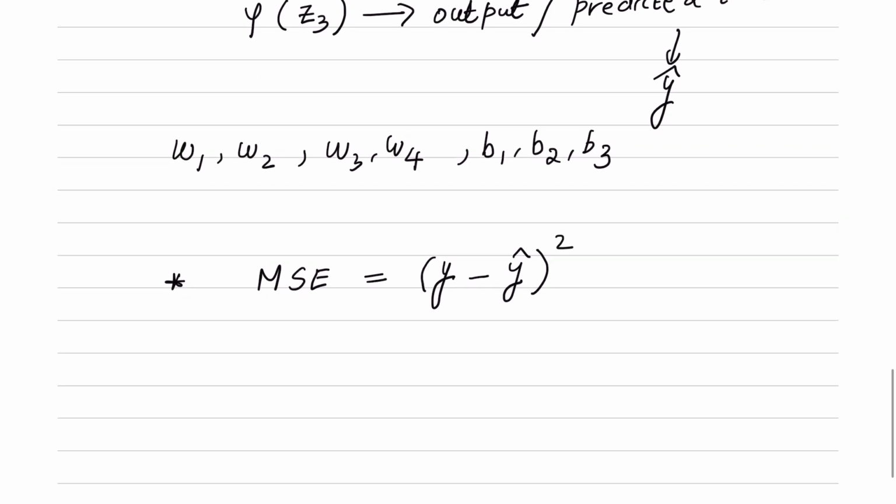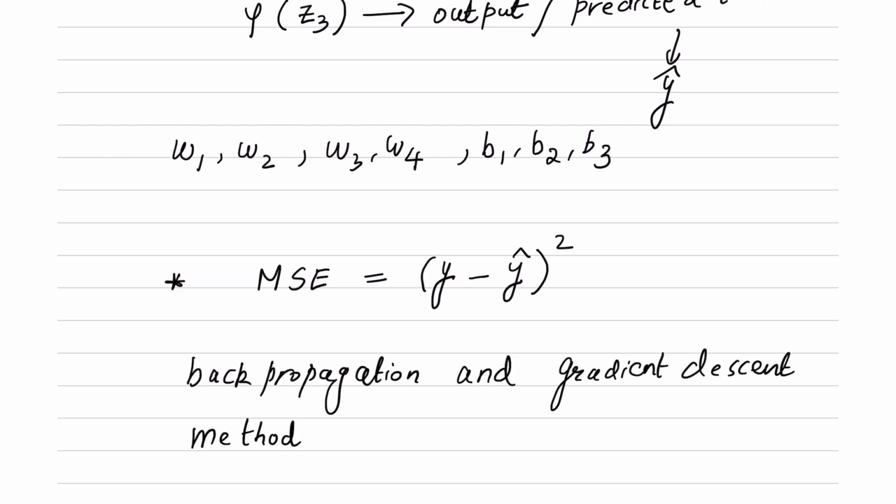If this mean square error is minimum, we say that our estimation of the predicted test score using the deep learning or neural network learning is correct. But if it is not, then we use back propagation and gradient descent method to update these 7 parameters W1, W2, W3, W4, B1, B2, and B3.